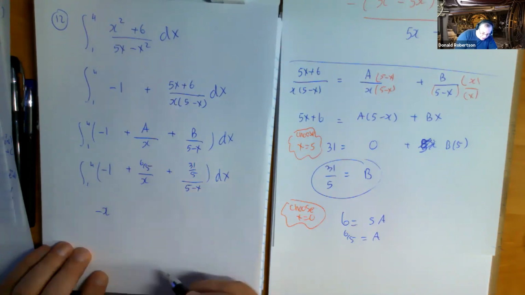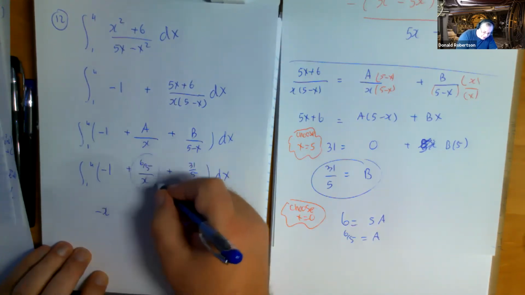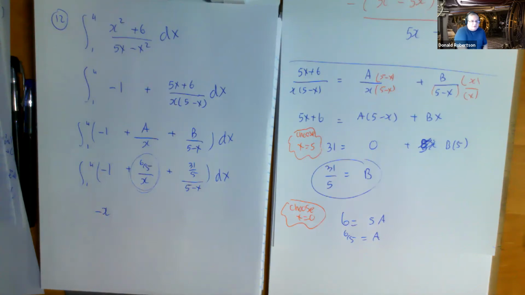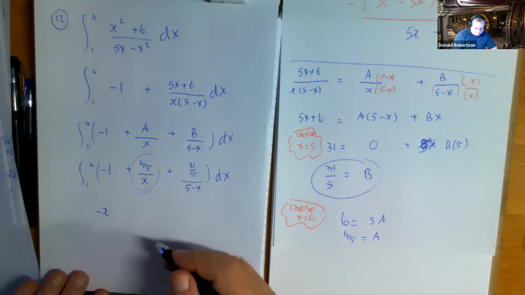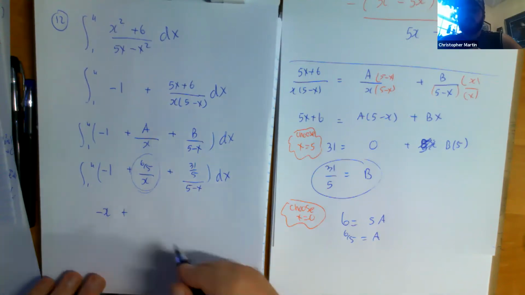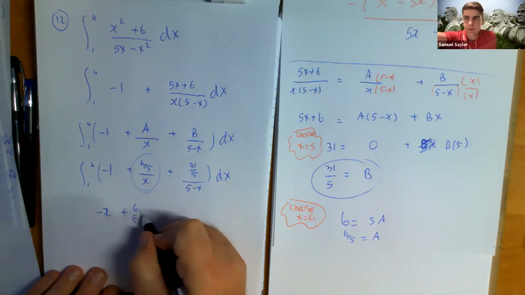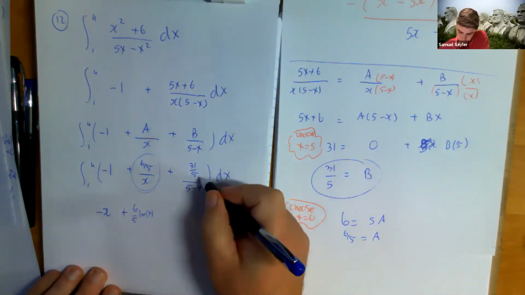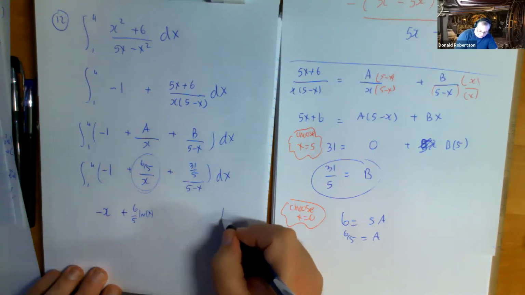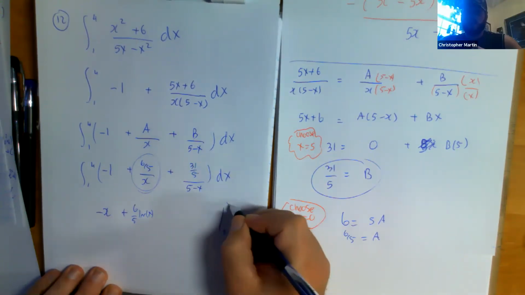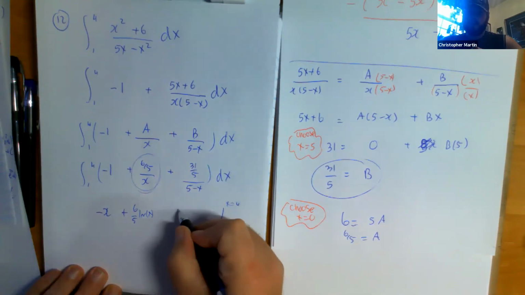-1 gets me -x. What does that fill in the middle get you when you find his antiderivative? 6/5. Agreed. What's this ugly thing here? 31/5 the natural log of 5 minus x.